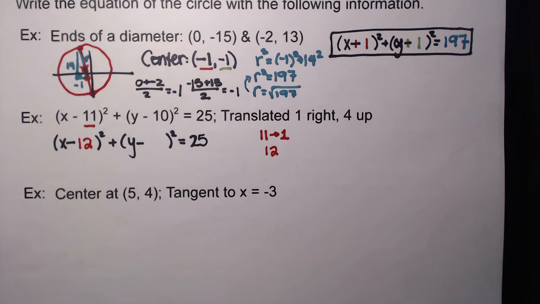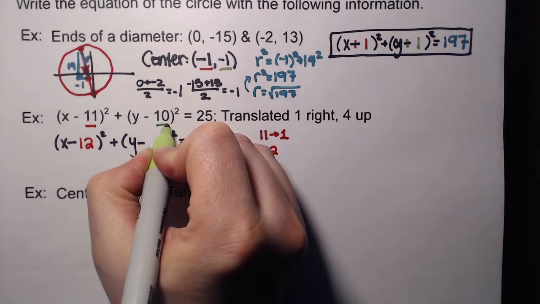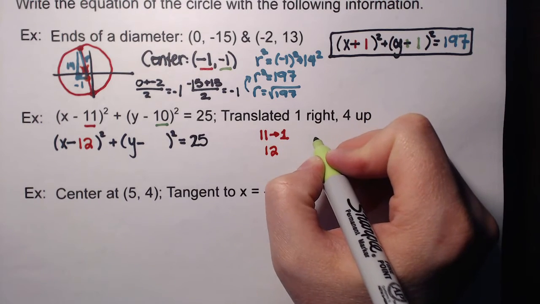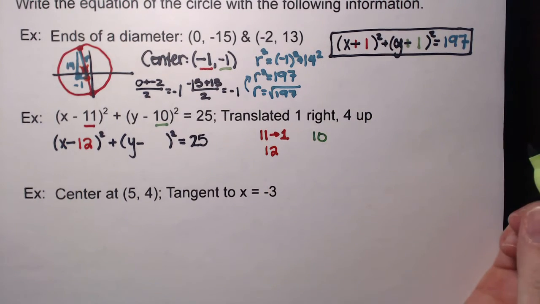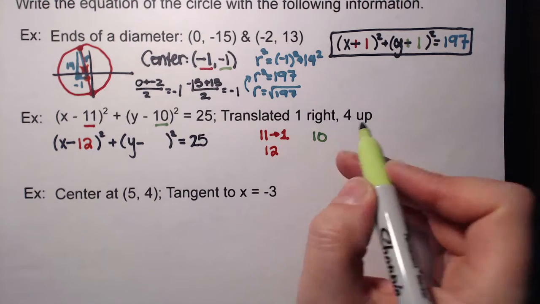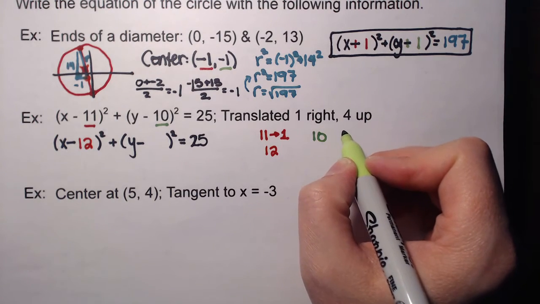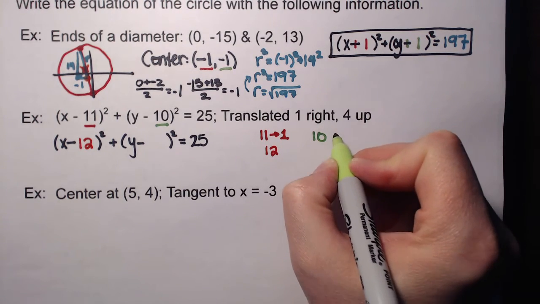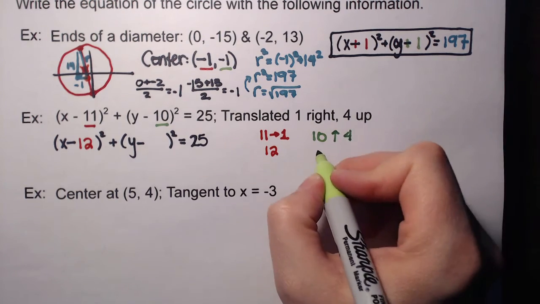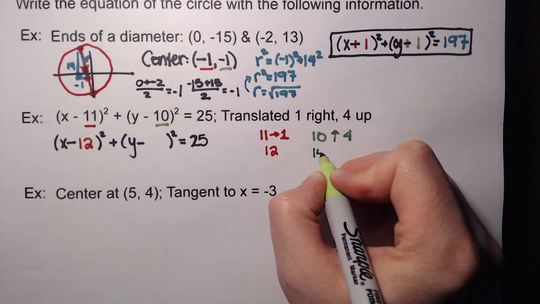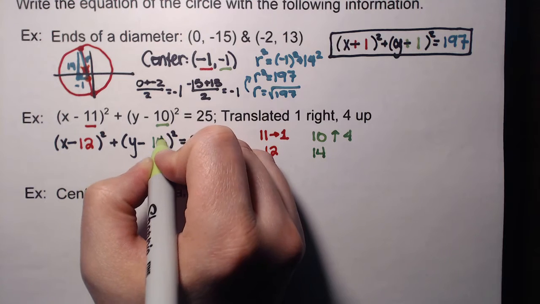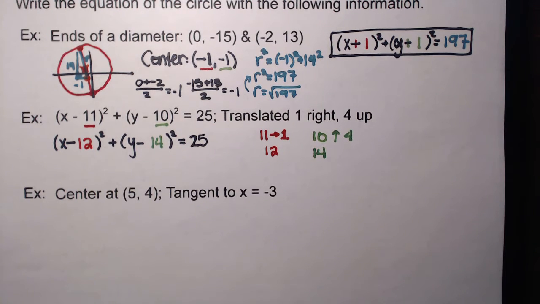Then this was originally at 10 for the y direction. So I'd gone up 10. Now we're moving up 4. So then where are we at? 14. And then that's your equation. So it was much easier than the last example.